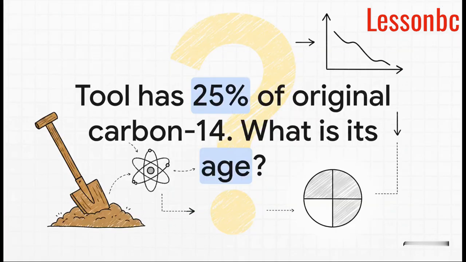A wooden tool is unearthed, and it contains exactly 25% of its original carbon-14. Determine its approximate age. Think about our steps. The remaining ratio is 25%, which is 0.25. How do we plug that into our logarithmic undo button?